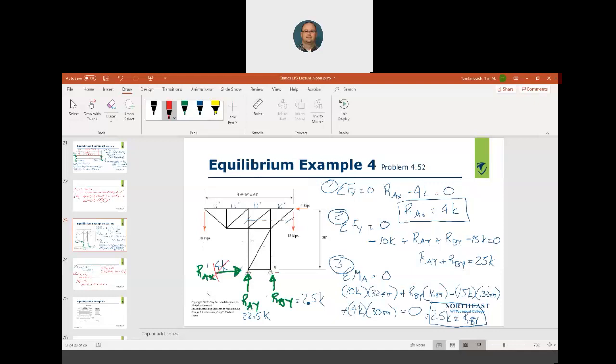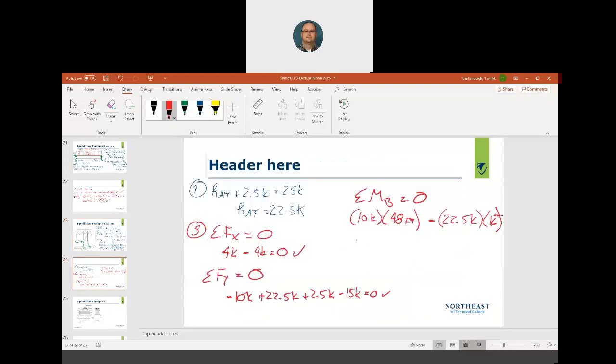RAY, RBY is going right through the point of rotation. Now I got 15 kips going clockwise. Right, look at the sense. I'm going clockwise, so 15 times 16, minus 15 kips times 16 feet.